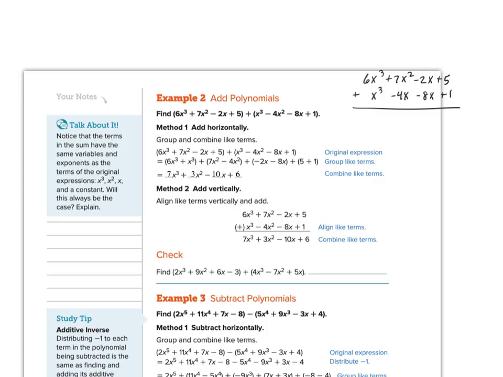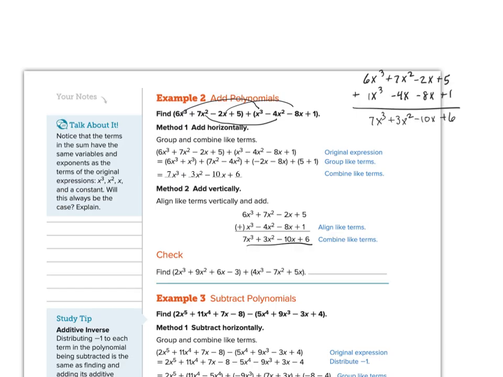So I know that 5 plus 1 is 6. I know that minus 2 minus 8x is going to be a minus 10x. I know that 7 minus 4 is going to be a 3x squared, and I know that 6 plus 1 is going to be a 7x cubed. It's just easier for me to line things up, and I don't have to worry about, did I get them all? I'm able to see them all that way. So here, and that's what they did here.